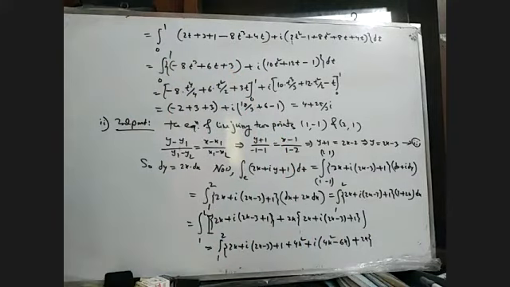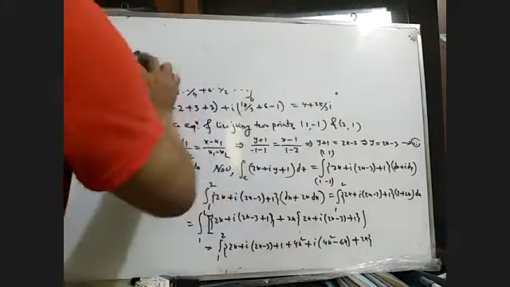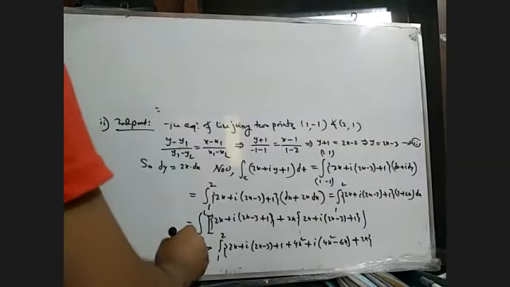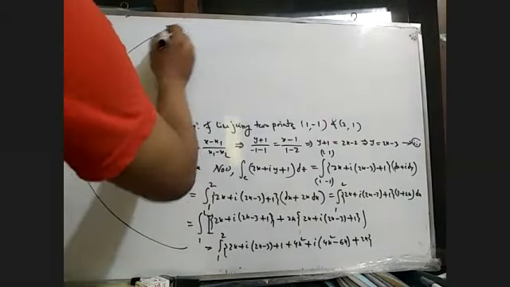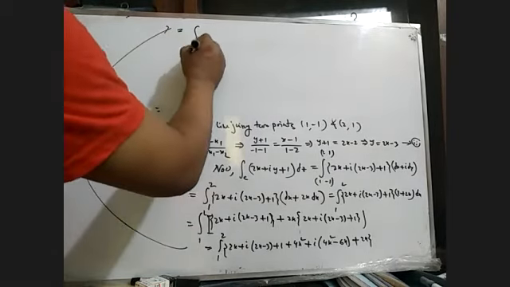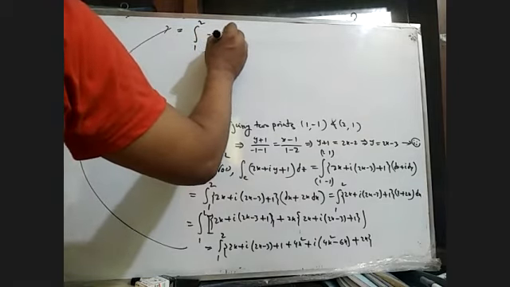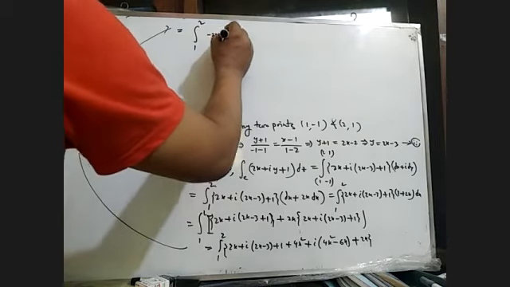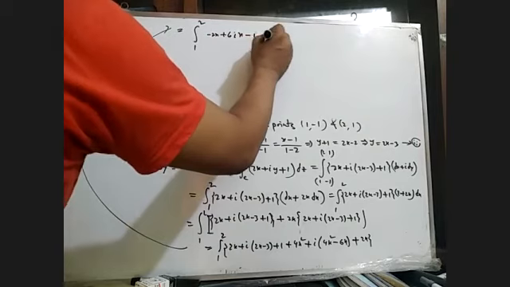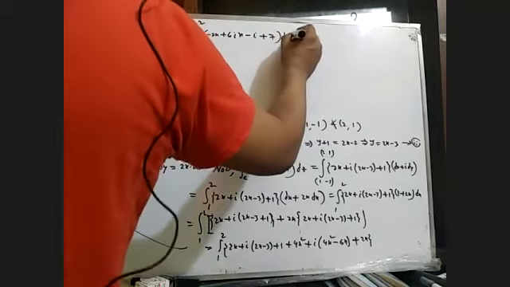Just separating real and imaginary part from this line integral of complex function, we get what? This one. Just separating real and imaginary one. 1 to 2, we get minus twice x, 6ix minus I plus 7. This one, dx.